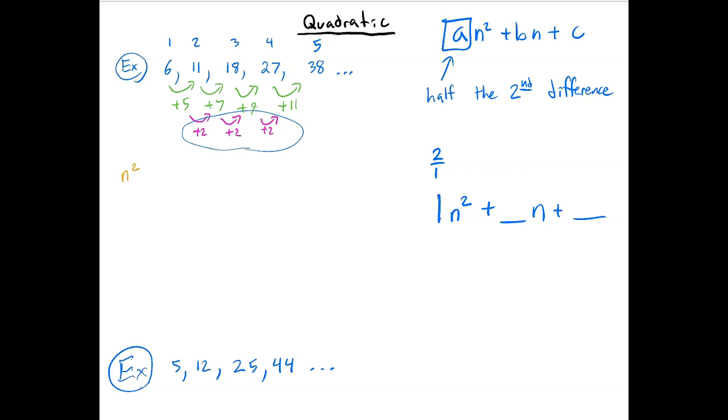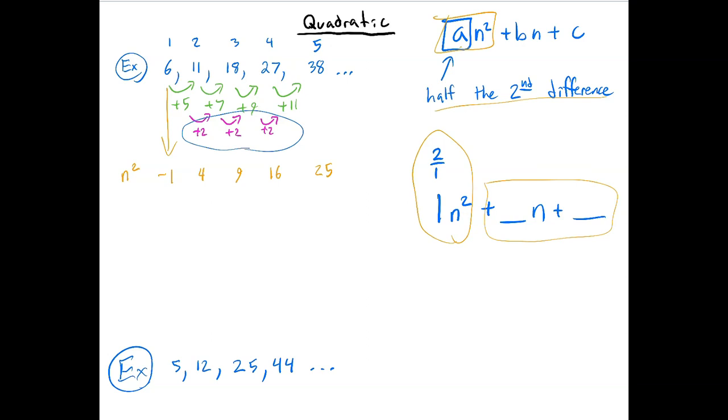So 1 squared is 1, 2 squared is 4, 3 squared is 9, 4 squared is 16, 5 squared is 25. So what we do is we subtract this from every value. And what are we left with? If we just take the n squared out, we're left with a linear equation. So we just subtract the n squared completely out. We know it's half the difference, so we got this n squared term. So let's just get rid of it now.